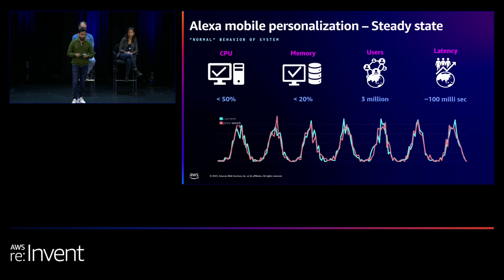Here is a quick overview of our steady state. We want to make sure that our CPU is always less than 50% and memory less than 20%. At the same time, we want to support at least 3 million users with a P90 latency of less than 100 milliseconds.